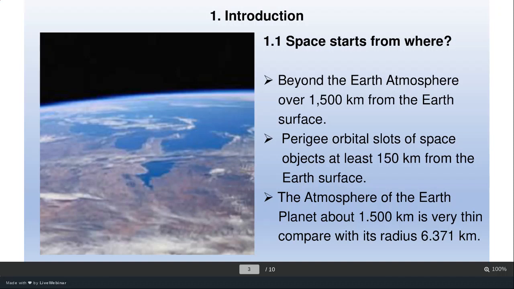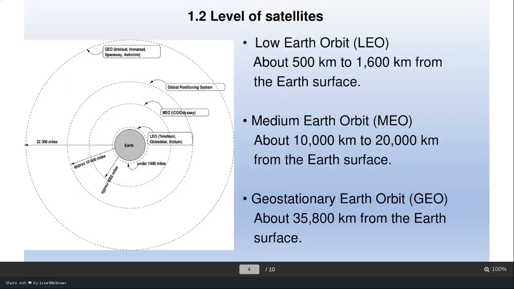Introduction. 1.1: where does space start? Beyond the Earth's atmosphere, over 1,500 kilometers from the Earth's surface. The perigee of orbits of space objects is at least 150 kilometers from the Earth's surface, and the atmosphere of the planet is about 1,500 kilometers, which is very thin compared with its radius of about 6,371 kilometers, the average Earth radius.